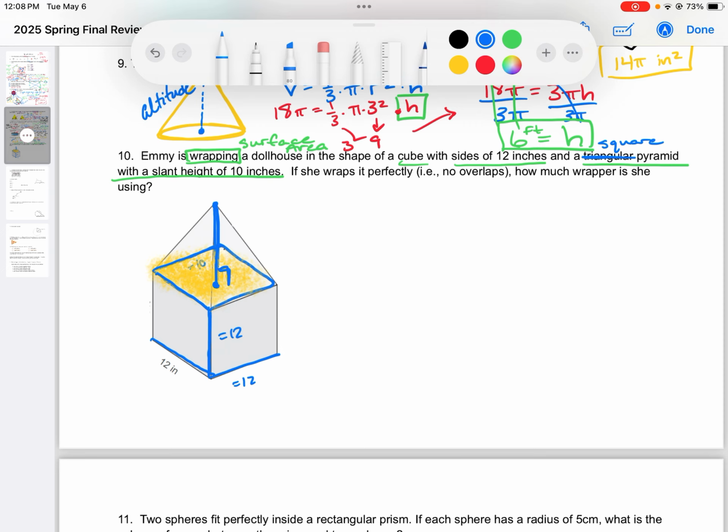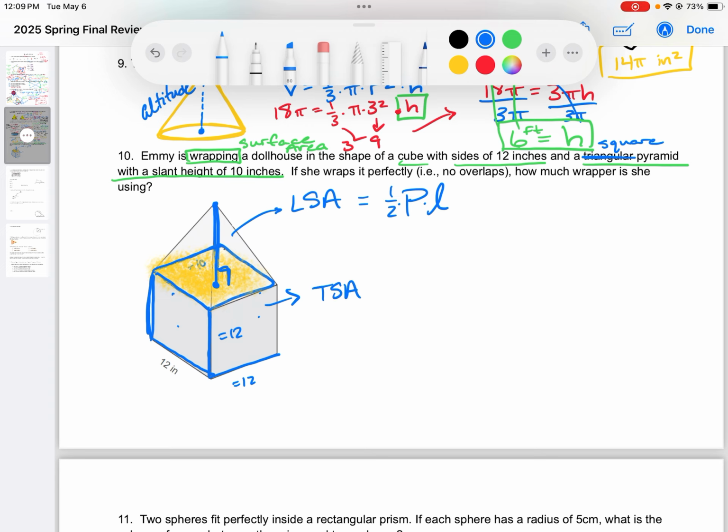So that means for the pyramid part, we need to find the lateral surface area because we're wrapping the sides and not the base. So the lateral surface area of a pyramid is 1/2 perimeter of the base times L, which is slant height. Then for the cube, follow with me here. We're wrapping 1, 2, 3, 4 sides and the bottom. So we're wrapping 5 sides of the cube.